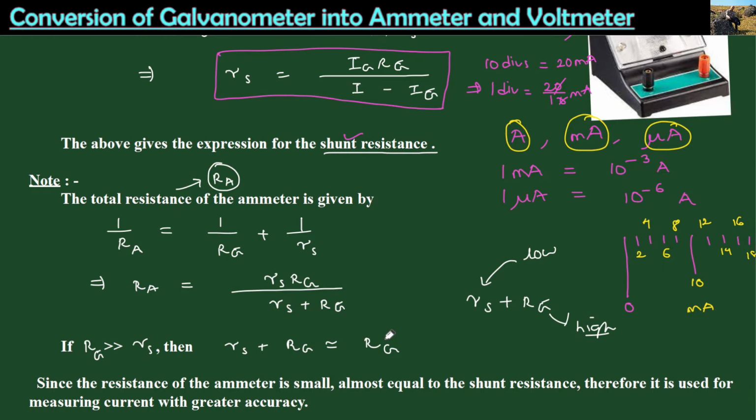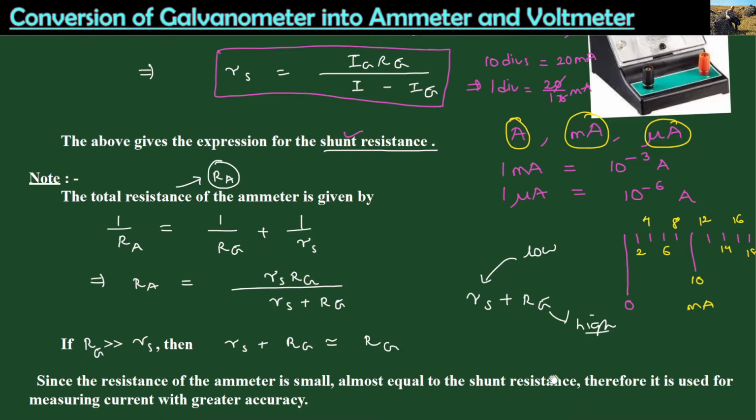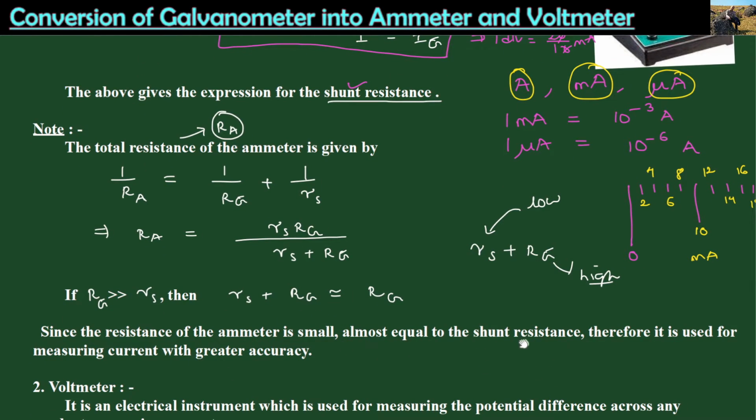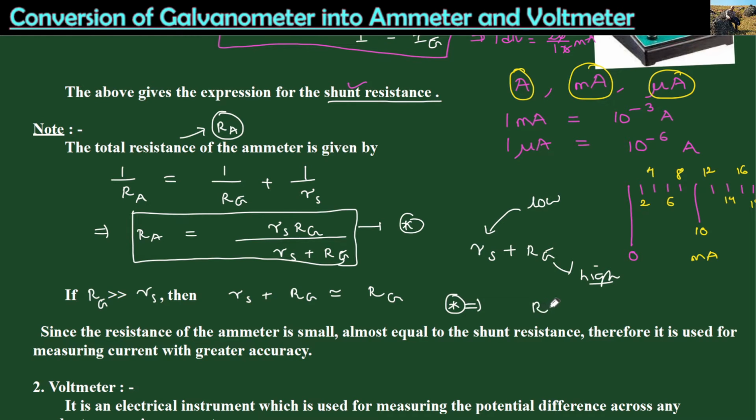In that case, if we look with respect to this condition, mark this as equation star. Then equation star reduces to, that means the resistance of the ammeter will be equal to what?